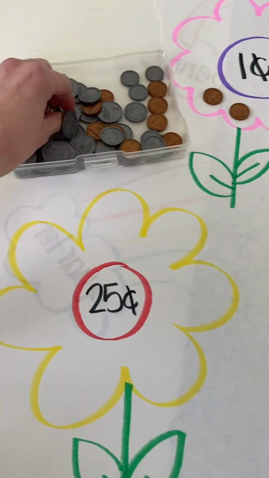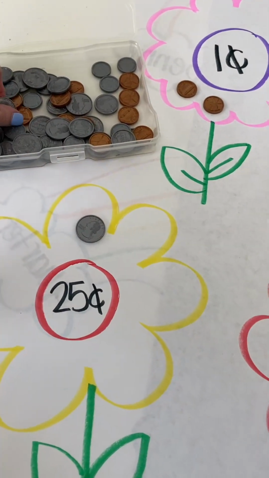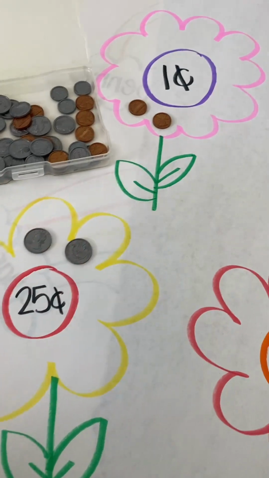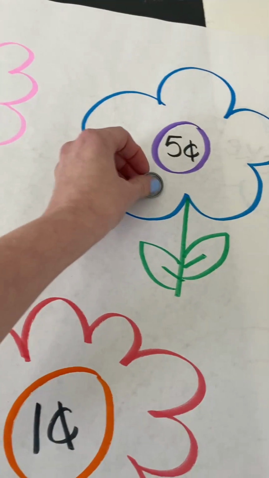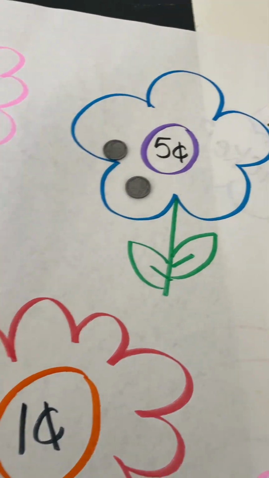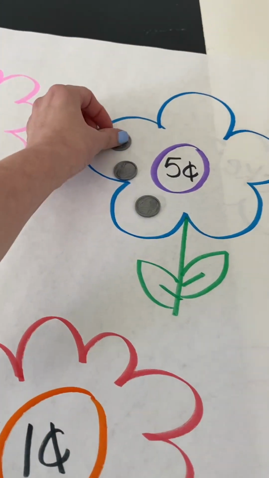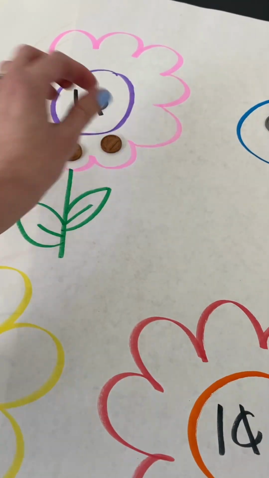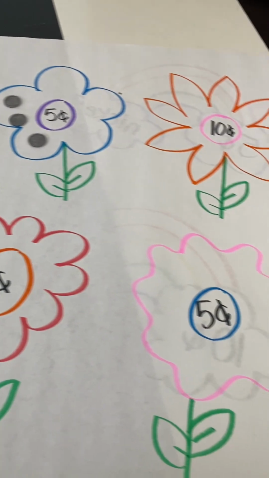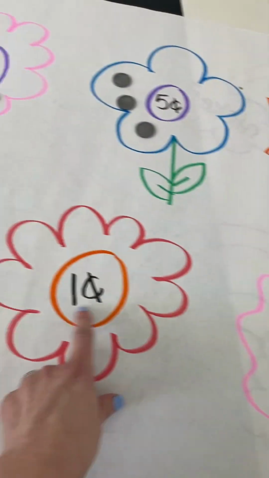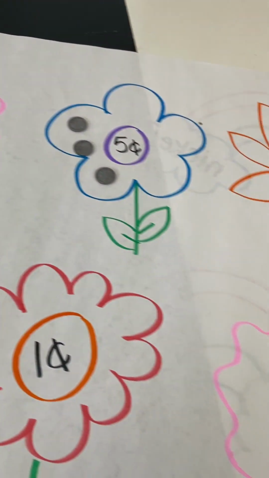Here's another idea for matching the coin with their value. So they're just decorating flowers with the coins. And in some of these, you could even put the name of the coin if you wanted to.